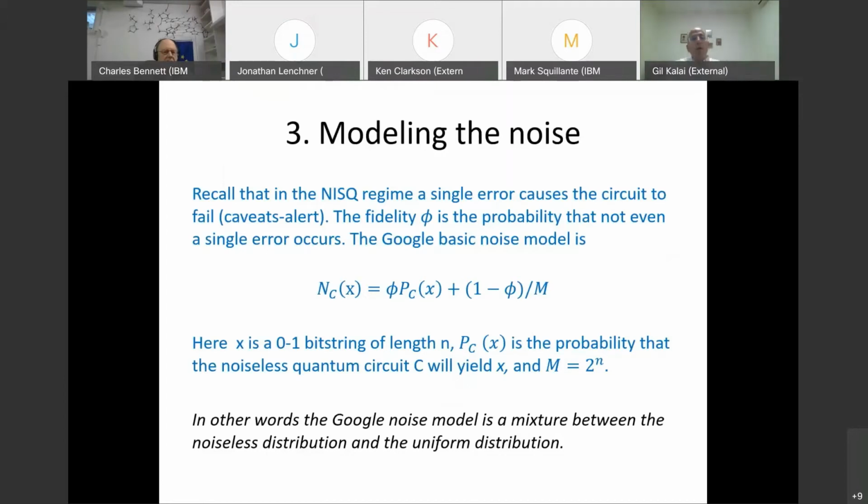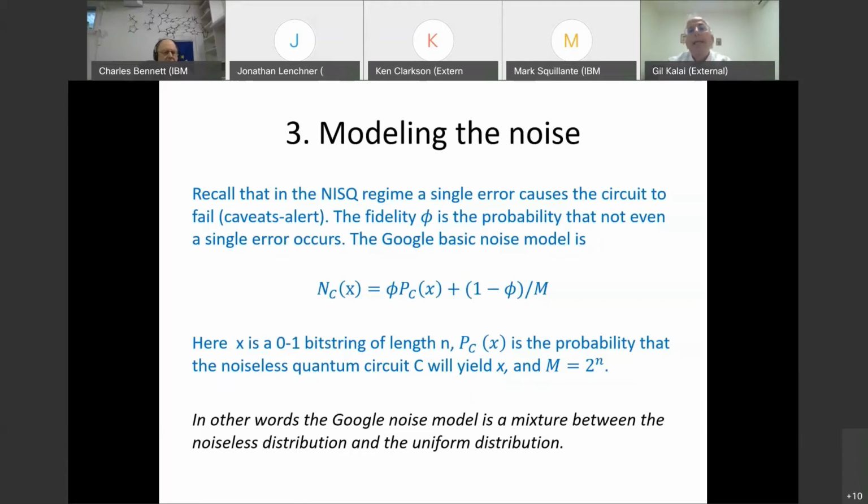Okay, so now we want to come to a crucial question: how to model the noise in noisy intermediate scale quantum systems. Recall that in this intermediate scale regime, a single error causes the circuit to fail. There are several caveats when we talk about what we mean by error. In general, the error can be in measurement, it can represent inaccuracy in performing the gate, and the fidelity phi is the probability that not even a single error occurs.